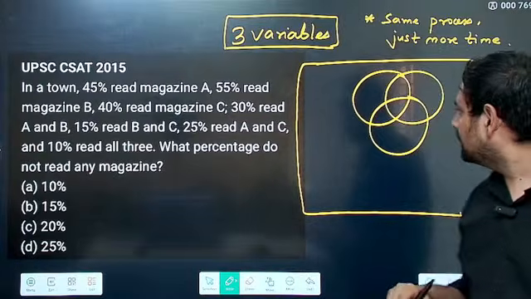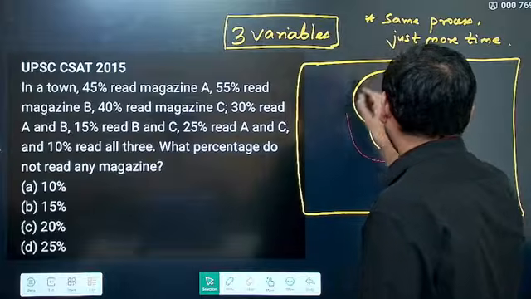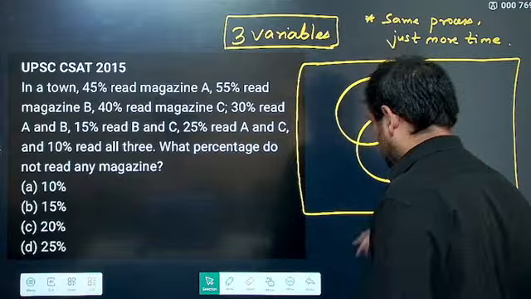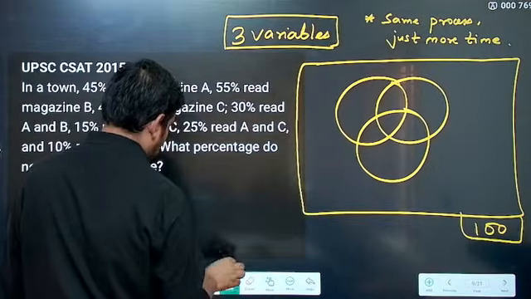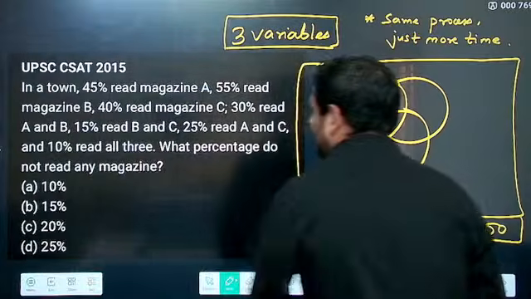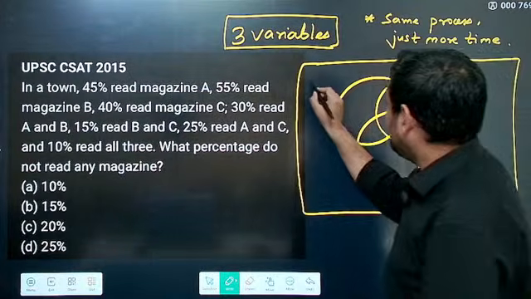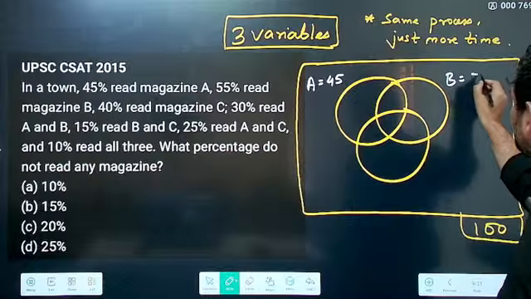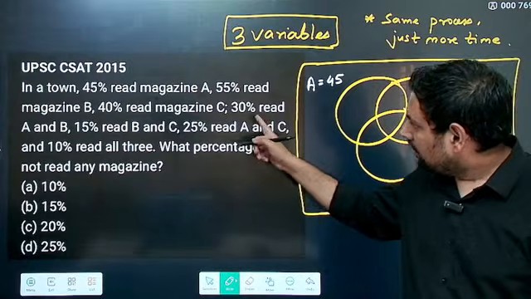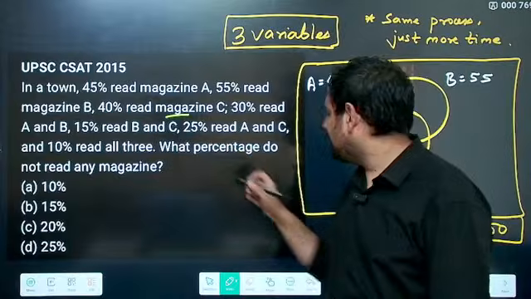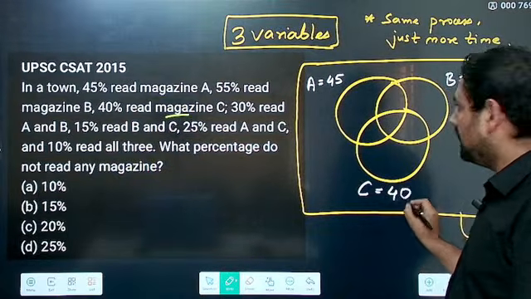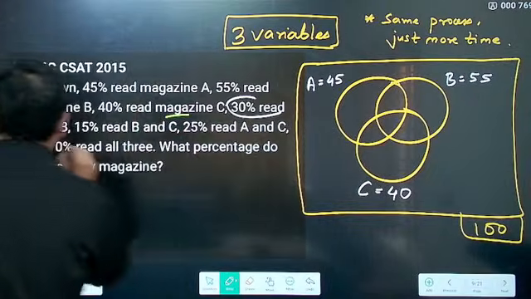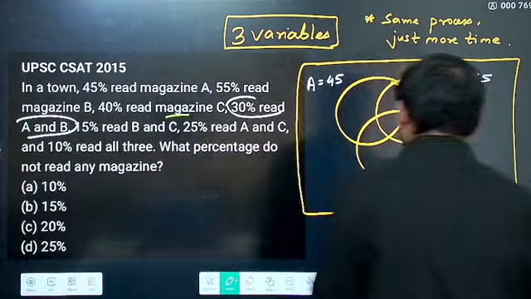Okay, now it says what? Now it says 45% read magazine A. So let's say this is A, this is equals to 45. Then 55% read magazine B. So B is equals to 55. Then 40% read magazine C. So C is equals to 40. Correct? 45, 55, 40. Now 30% read A and B.